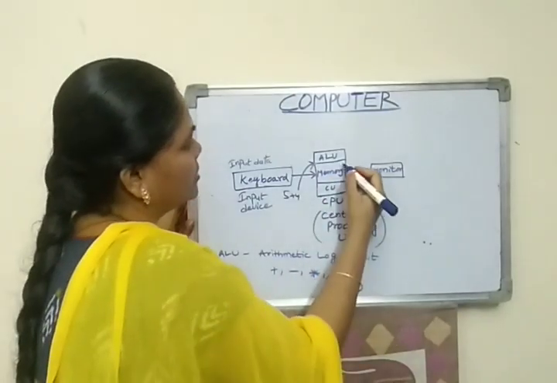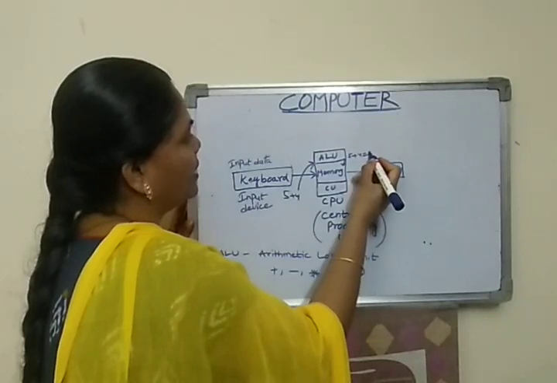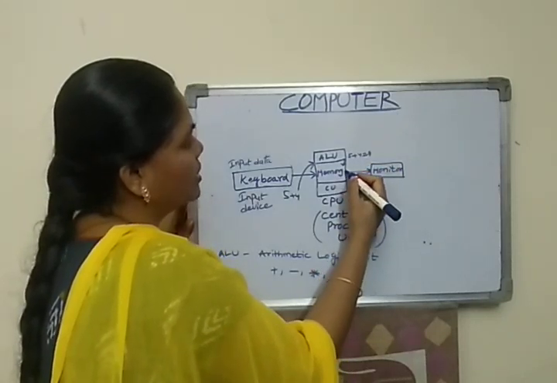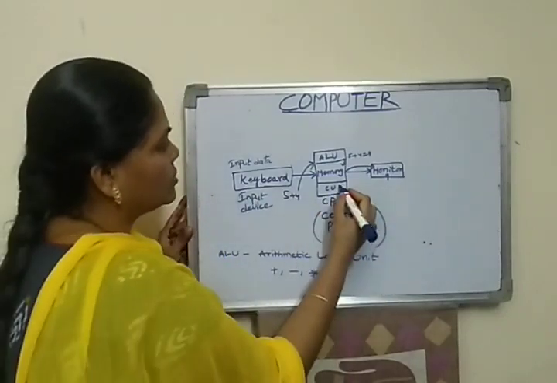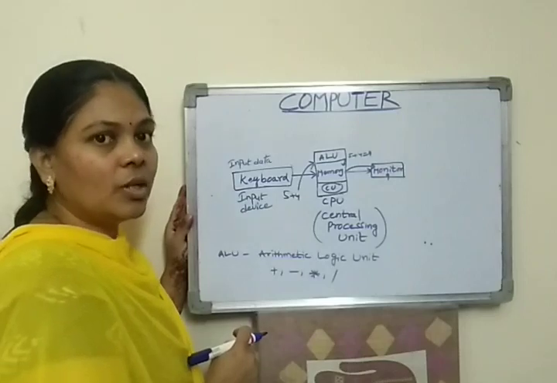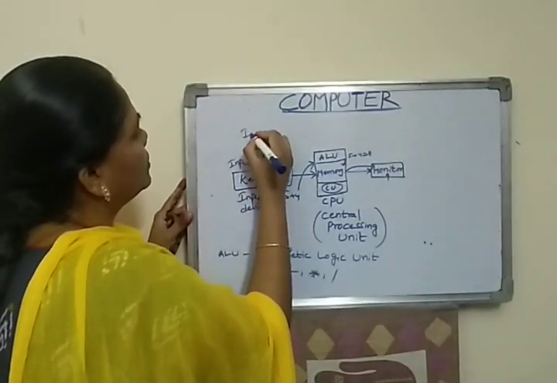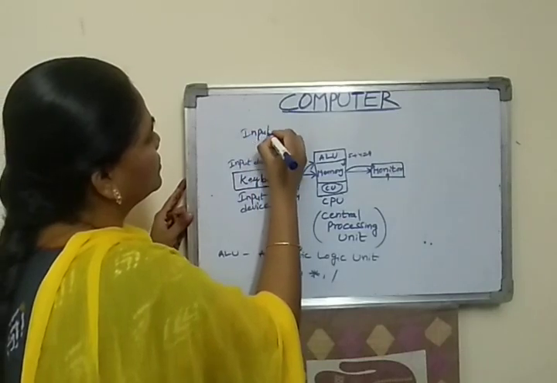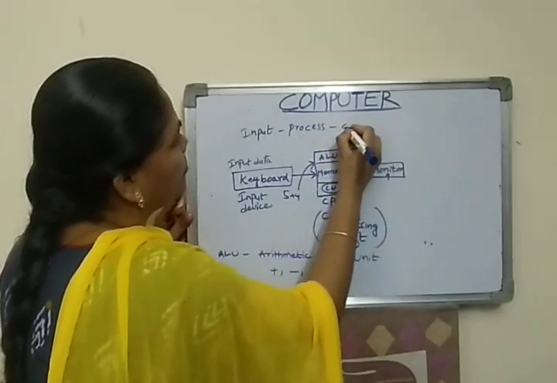And this result is stored. So here what is the result? 9. It is stored in the memory and it is displayed on the monitor. Okay, this total flow of information is controlled by control unit. Okay, this is the input, output. So input, process, output. Okay.